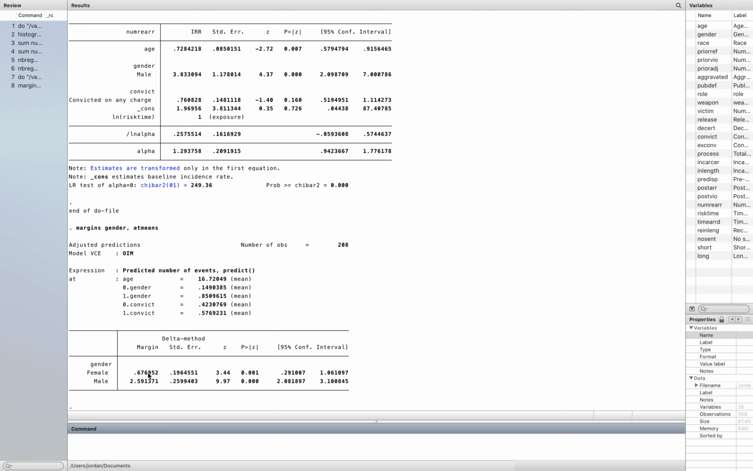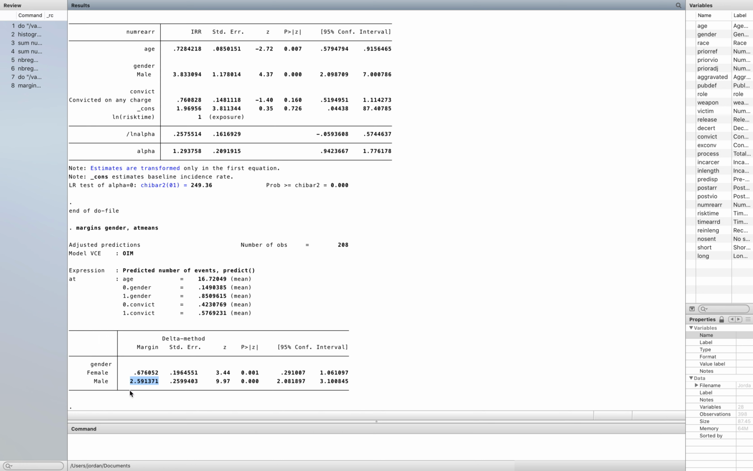So what this tells you is, not rate, sorry, that for females the predicted number of rearrests on average is 0.676052. The expected number of rearrests for males is 2.591371.